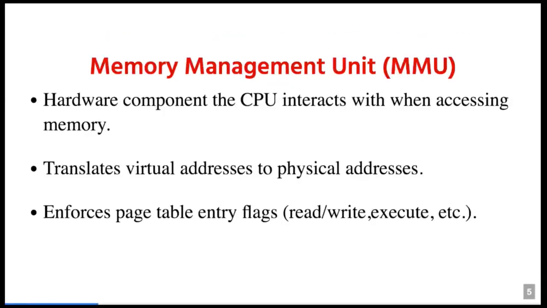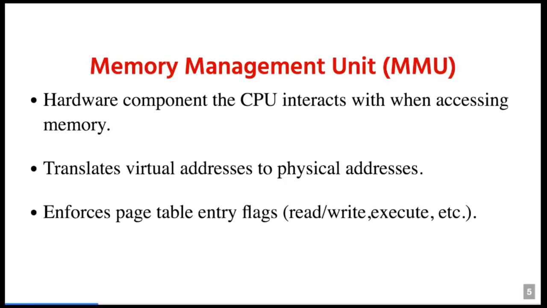MMU stands for Memory Management Unit. It's a hardware component that the CPU interacts with when accessing memory. Usually this is within the same die as the CPU. Before it was an external component, but not anymore. Again, its main role is to translate virtual addresses to physical addresses. So for example, if you have a process and you try to access an area of memory that's not mapped to it, this MMU will signal to the CPU that it was an invalid operation, and then the kernel can decide what to do, such as raising a segfault signal to the process.